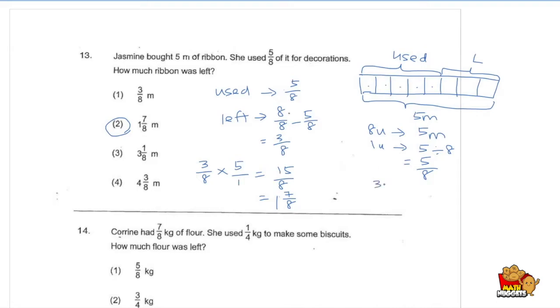So you can find 3 units, which is 5 out of 8 times 3, which gives us 15 out of 8, and 1 whole 7 out of 8.